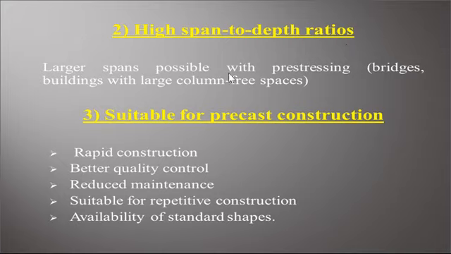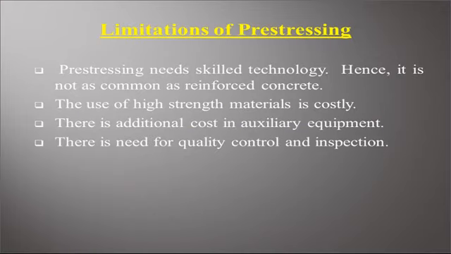Largest span possible with prestressing, that is a bridge building with large column free spaces. Third one, suitable for the precast construction. For the rapid construction, that is the electric poles are there, railway sleepers are there. Better quality control, we can control all these things. Reduce maintenance, suitable for repetitive construction. Same molds we can use repeatedly. Availability of standard shape, we can easily get the standard shape of the prestressing elements.